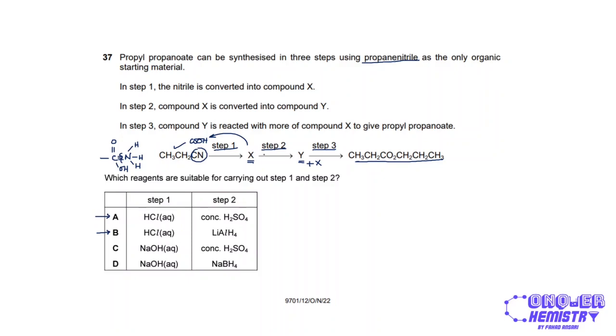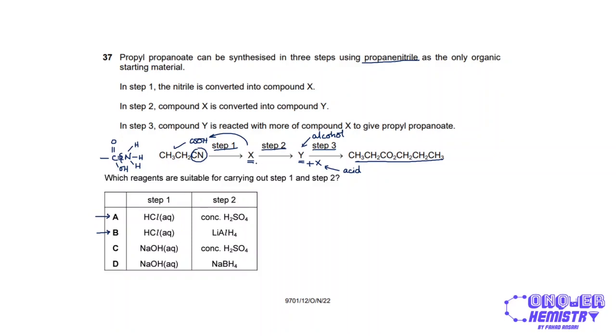Now, compound X is going to be converted into compound Y, and then compound Y will react with more of X. Now we know that X over here is the acid, right? And Y then has to be an alcohol. And it says over here that we can use some portion of X and convert it into Y, the alcohol, which will react with the rest of the acid X to give you propyl propanoate.